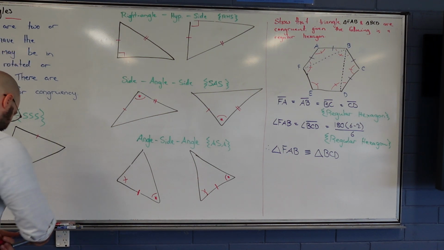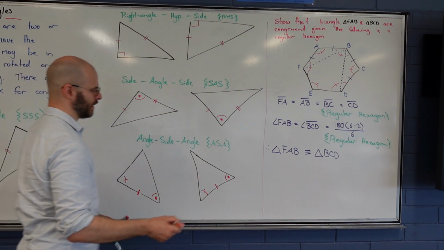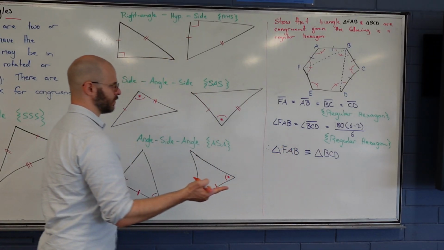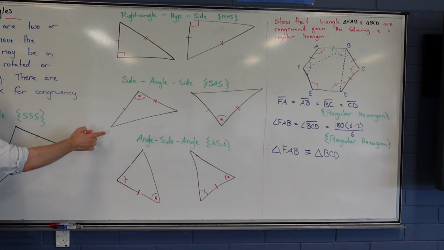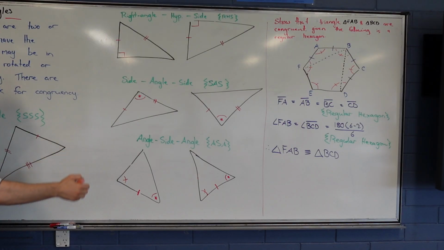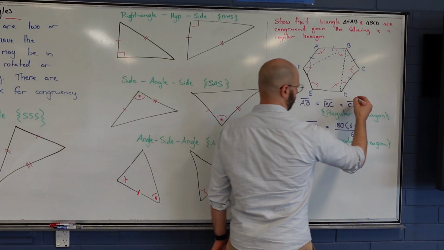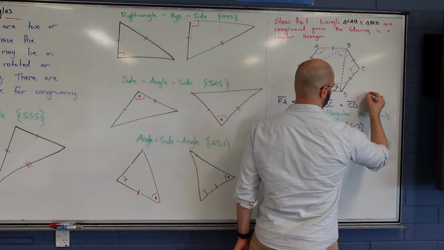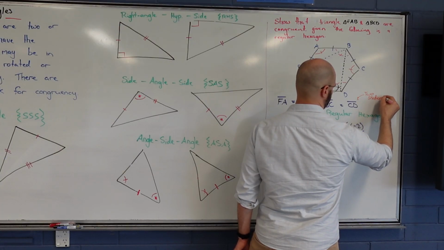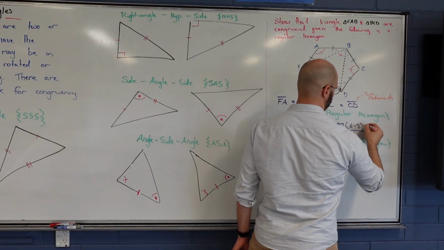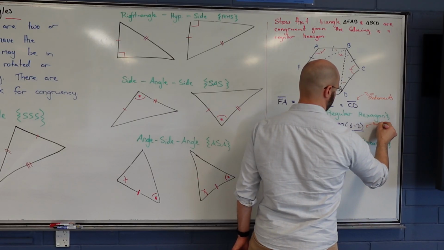So in terms of what's happened here, when we're trying to prove congruency in triangles, basically we need to make 3 statements. I only made 2 because this is 2 statements. Single statement.